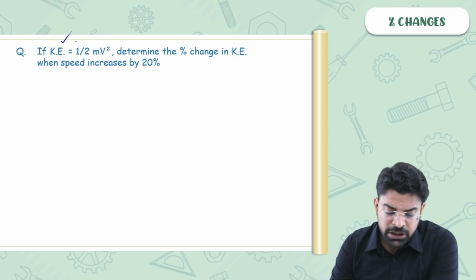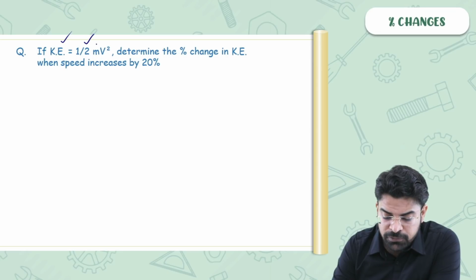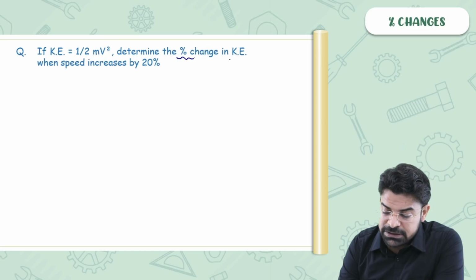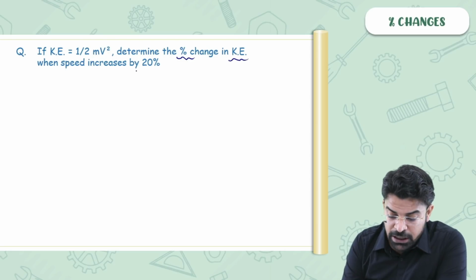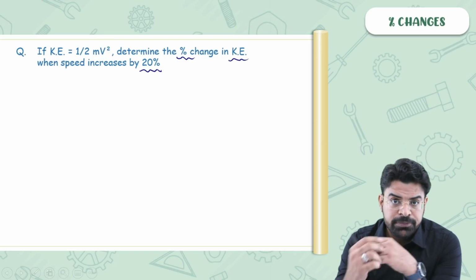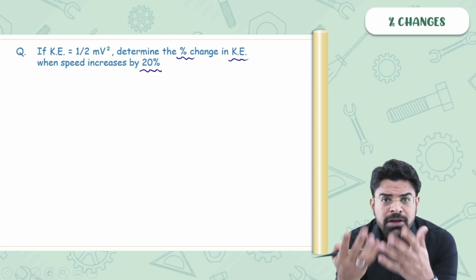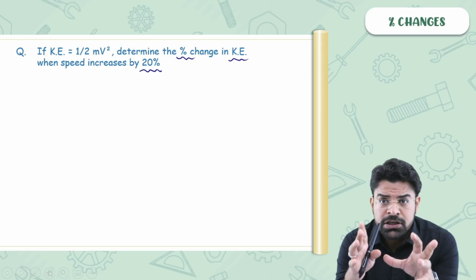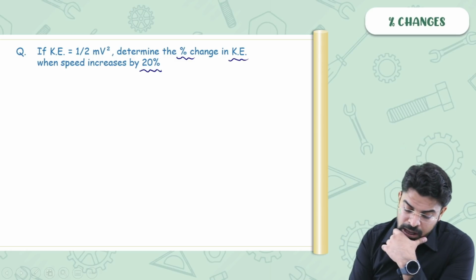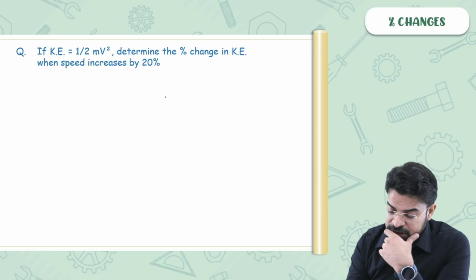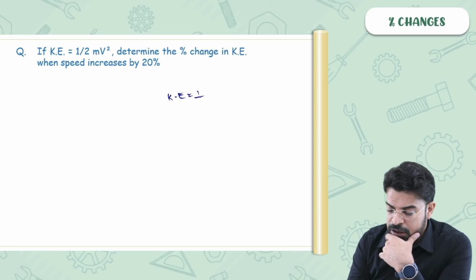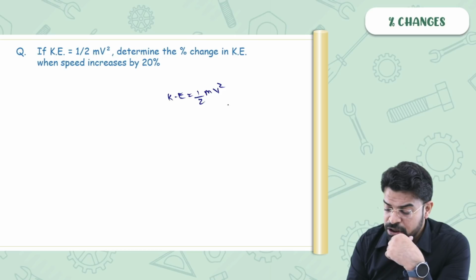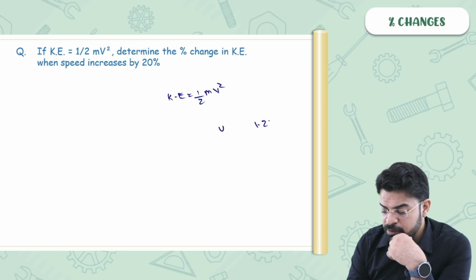The kinetic energy of a particle is given by half times its mass times its speed whole square. Determine the percentage change in kinetic energy if the speed increases by 20%. So when the speed increases by 20%, what is the percentage change in kinetic energy? How do I personally solve this question? I personally do it this way. Kinetic energy equals half mv square. Speed increasing by 20%, so if the initial speed is v, final speed will be 1.2 v.